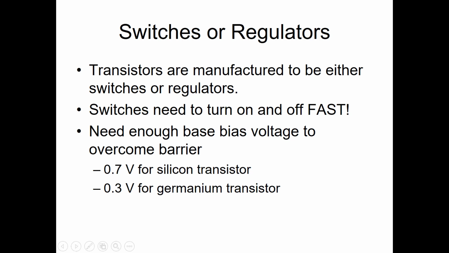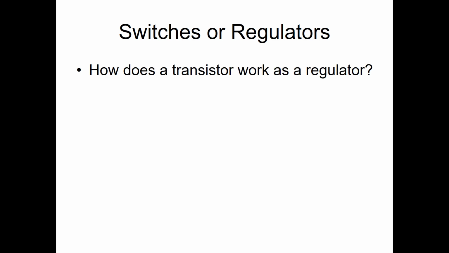For a germanium transistor, it's lower, usually 300 millivolts, 0.3 volts. Regulator transistors instead are designed to usually handle more power, and they don't necessarily turn on and off as fast, but they are designed to amplify signals.